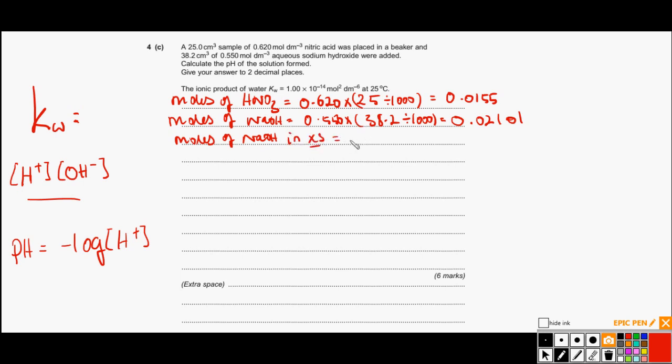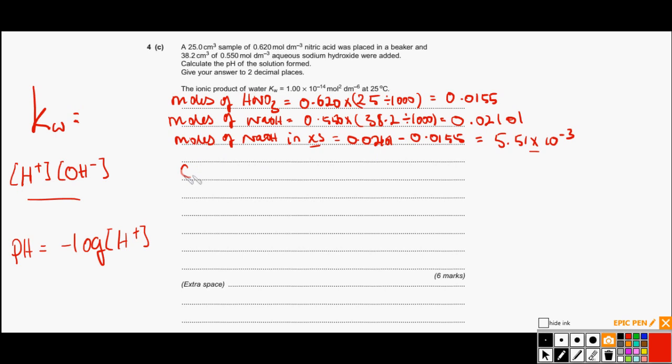and that's equal to 0.02101 minus 0.0155, and that gives us 5.51 times 10 to the minus 3. And this is basically our hydroxide ion. So now what we can do is calculate the concentrations of each of these.